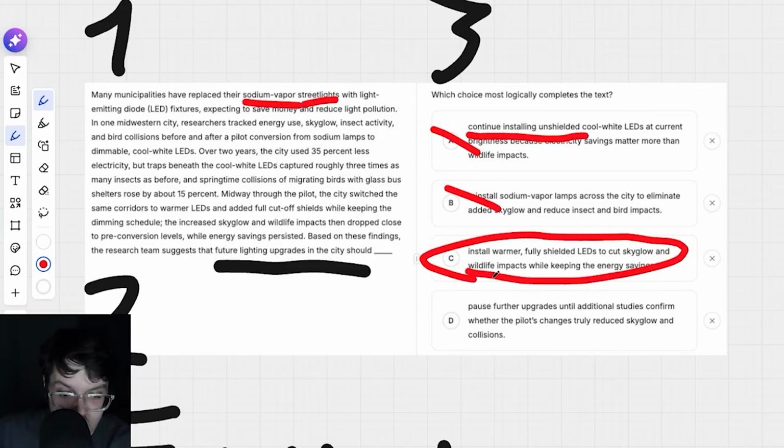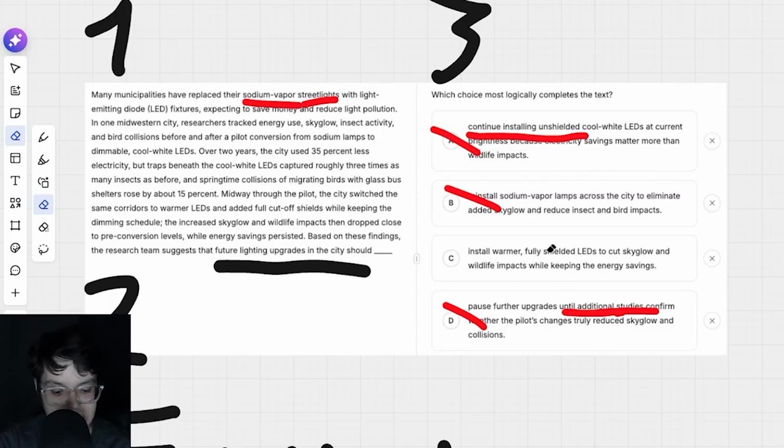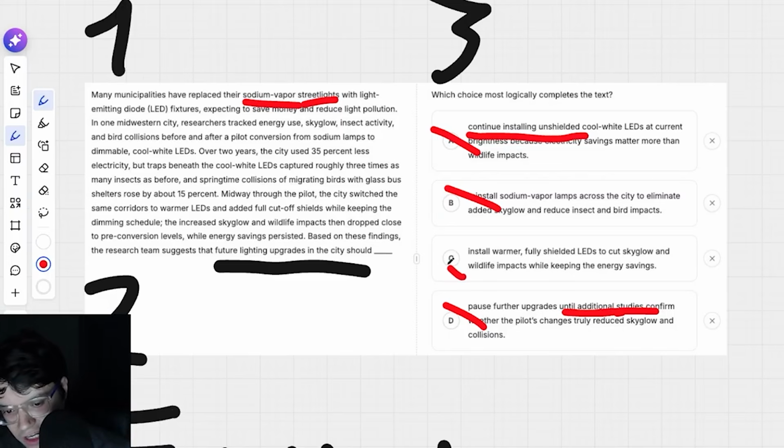D, pause further upgrades until additional studies confirm whether the pilot's changes truly reduce sky glow and collisions. It doesn't say anything here about needing more studies. If it said something literally here about it not being sufficient or there not being enough information, maybe that could work. But again, nothing here to support that. So this idea about more studies would be just incorrect information, not supported. And so therefore, we've eliminated A, B, and D, so we now know for sure that C is correct. Technically, though, I probably should not have selected that before I actually had eliminated the three wrong ones, because that's more how you're supposed to do it.